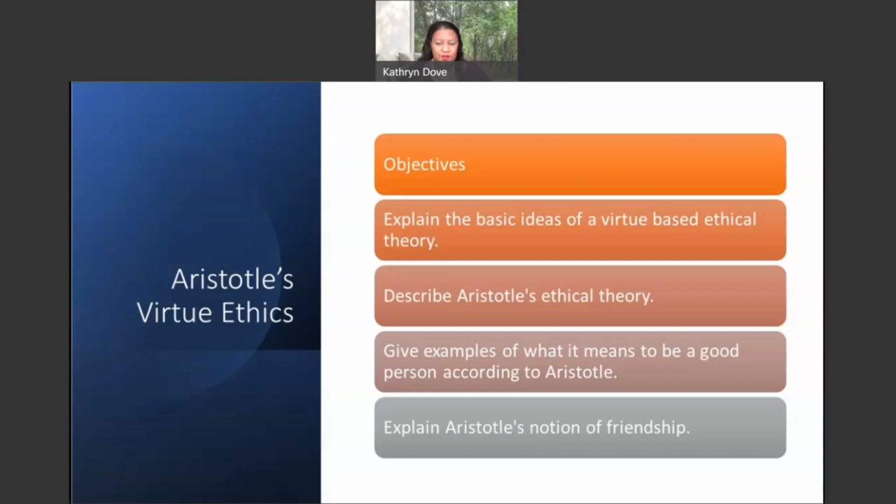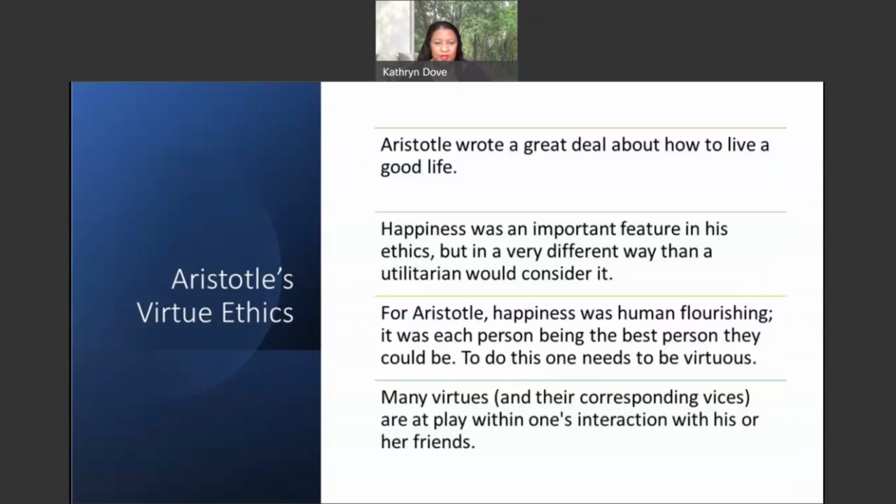So the objectives for Module 3 are to explain the basic ideas of a virtue-based ethics theory, describe Aristotle's ethical theory, give examples of what it means to be a good person according to Aristotle, and explain Aristotle's notion of friendship. We will talk about friendship during our Module 3 live session.